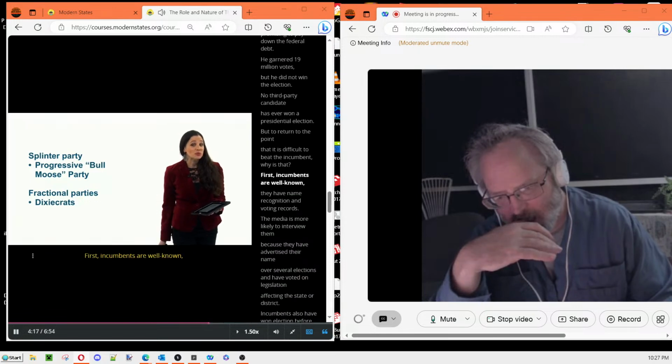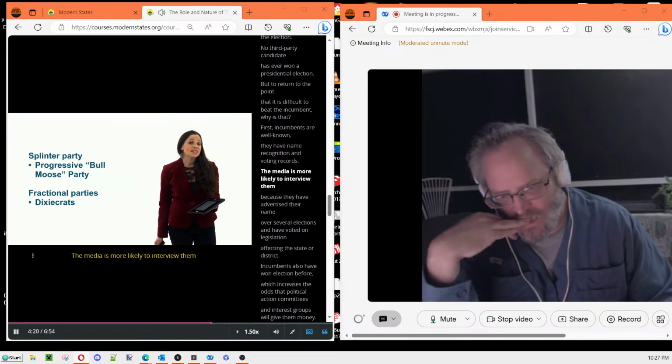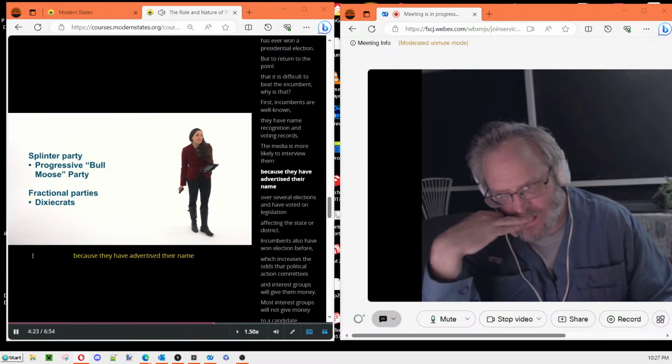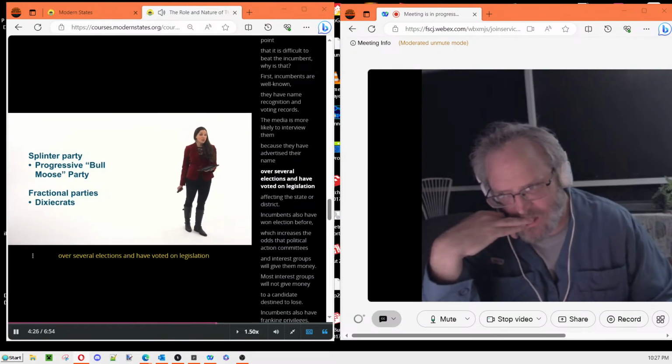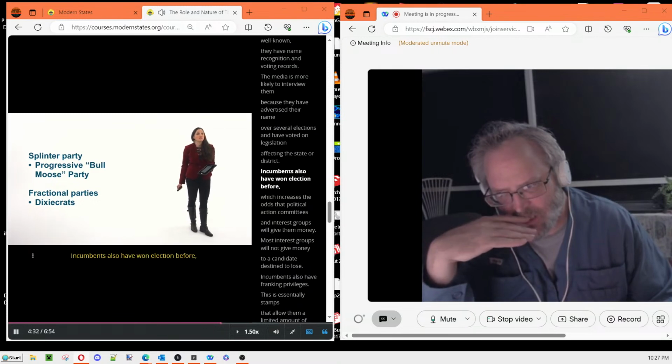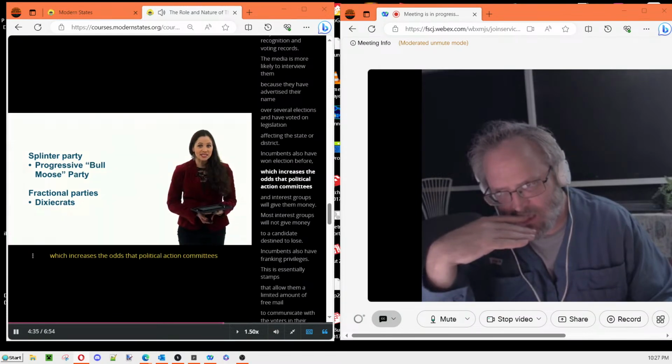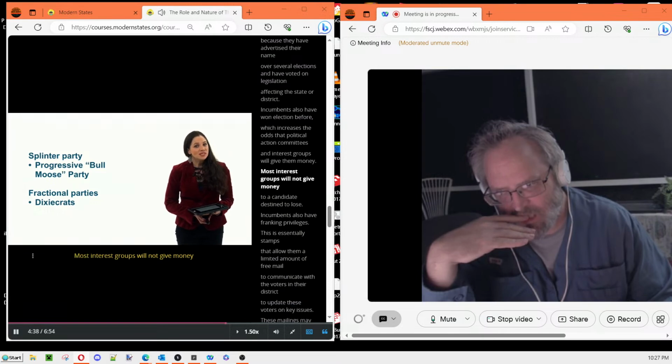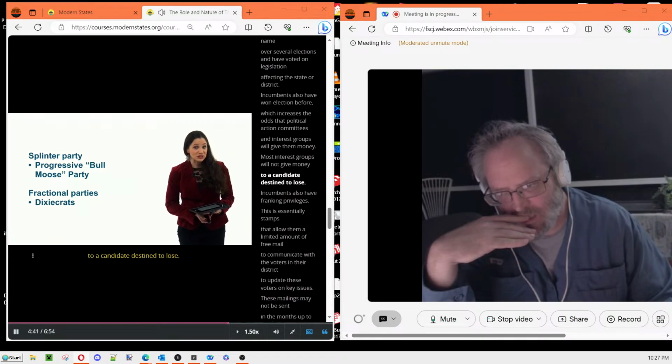First, incumbents are well known. They have name recognition and voting records. The media is more likely to interview them because they have advertised their name over several elections and have voted on legislation affecting the state or district. Incumbents also have won election before, which increases the odds that political action committees and interest groups will give them money. Most interest groups will not give money to a candidate destined to lose.